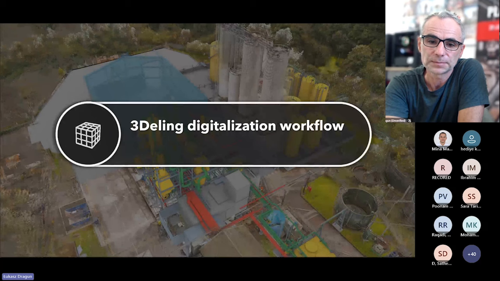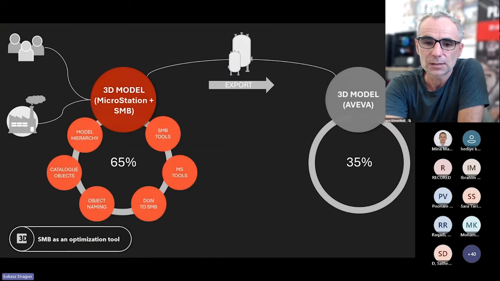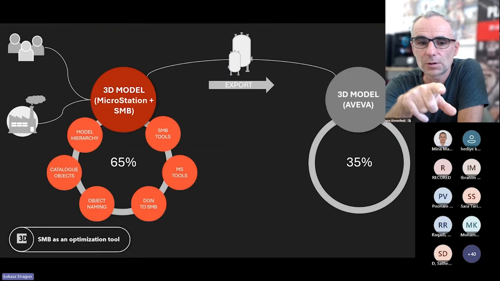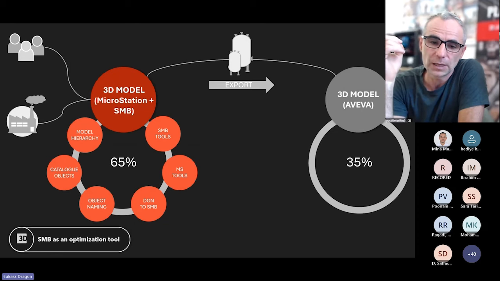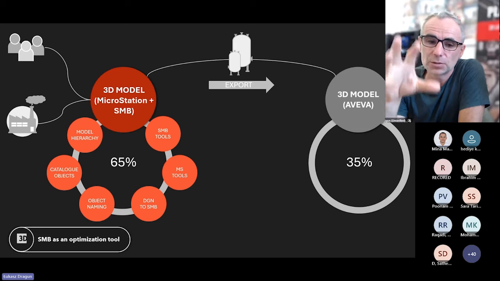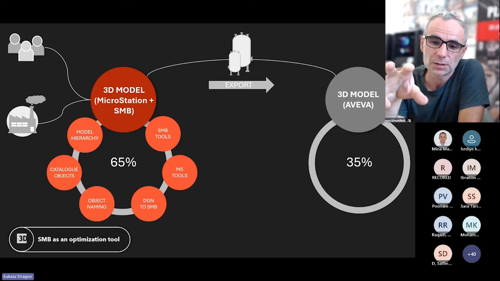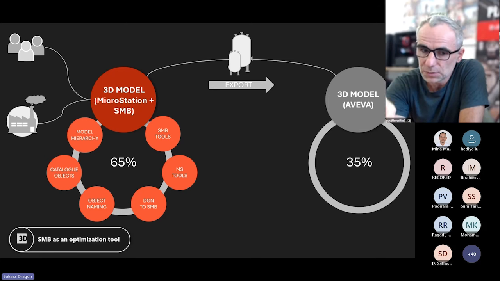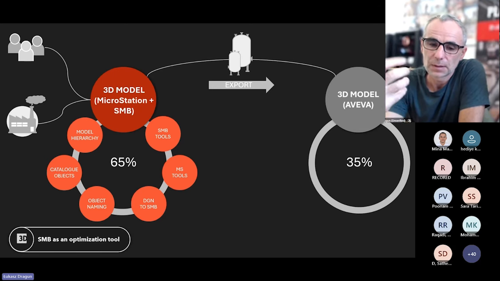Right now, I'll show you some examples of our workflow. Here you can see the chart of our workflow. In general, we work in MicroStation, but we also created a plugin for MicroStation, which we call SMB, Smart Model Builder. The majority of the work we do in MicroStation, and only 35% of the digitalization process after export from MicroStation is happening in Aveva. This is where we add all of the intelligence, but we can create all geometry in MicroStation, and we can also use some catalogs of the structural elements.